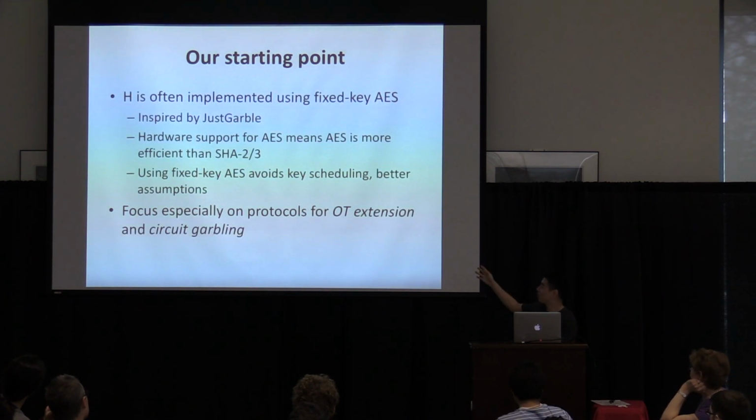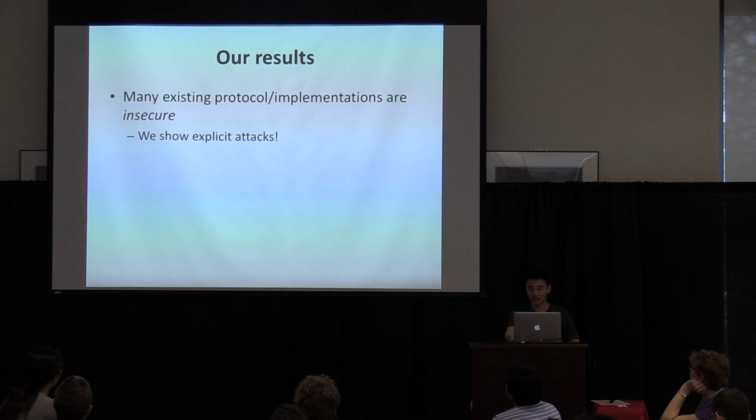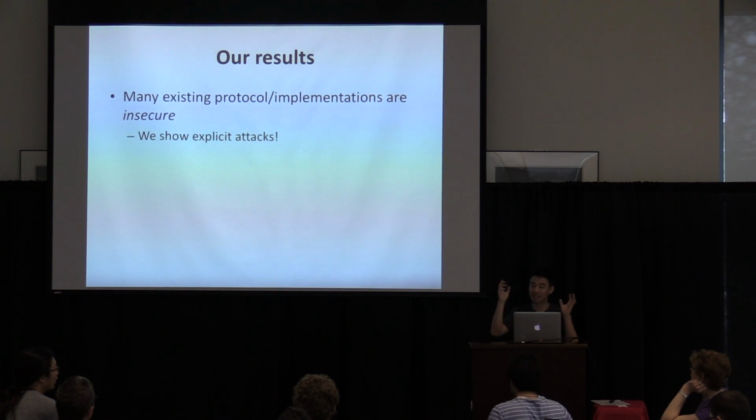Here we mostly focus on OT extension and garbling, these two important building blocks, and see what's happening. The summary is that many of the implementations are not secure. Some of them are not provably secure. Some require specific implementations of, say, base OT and other components. For some others, we can show explicit attacks on existing implementations.